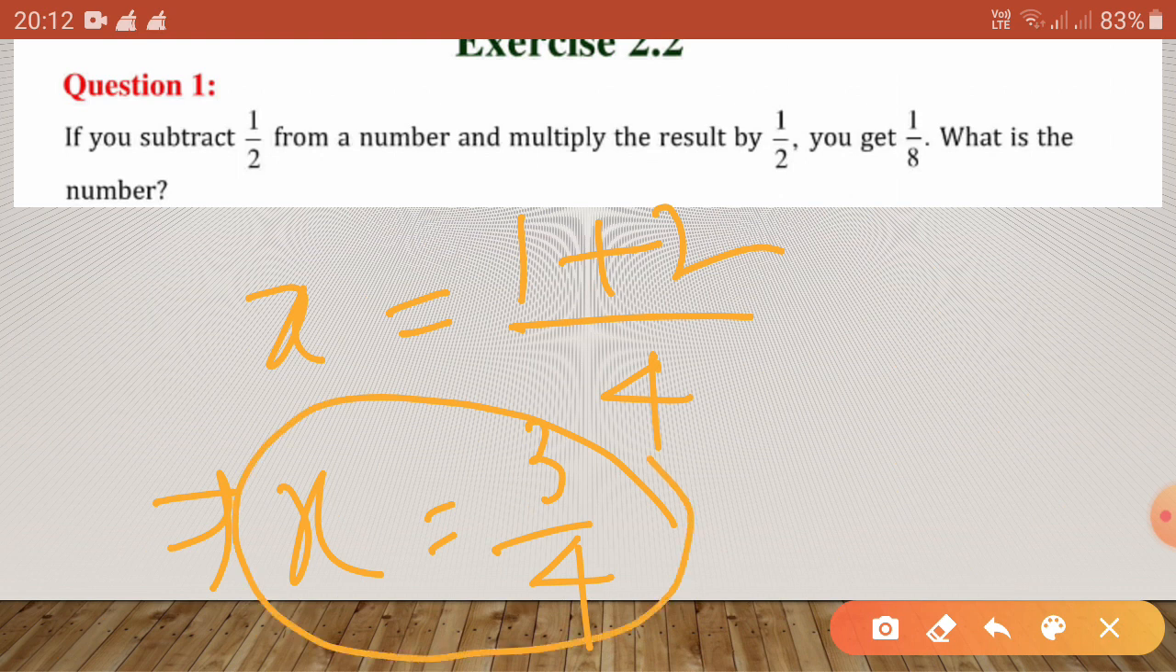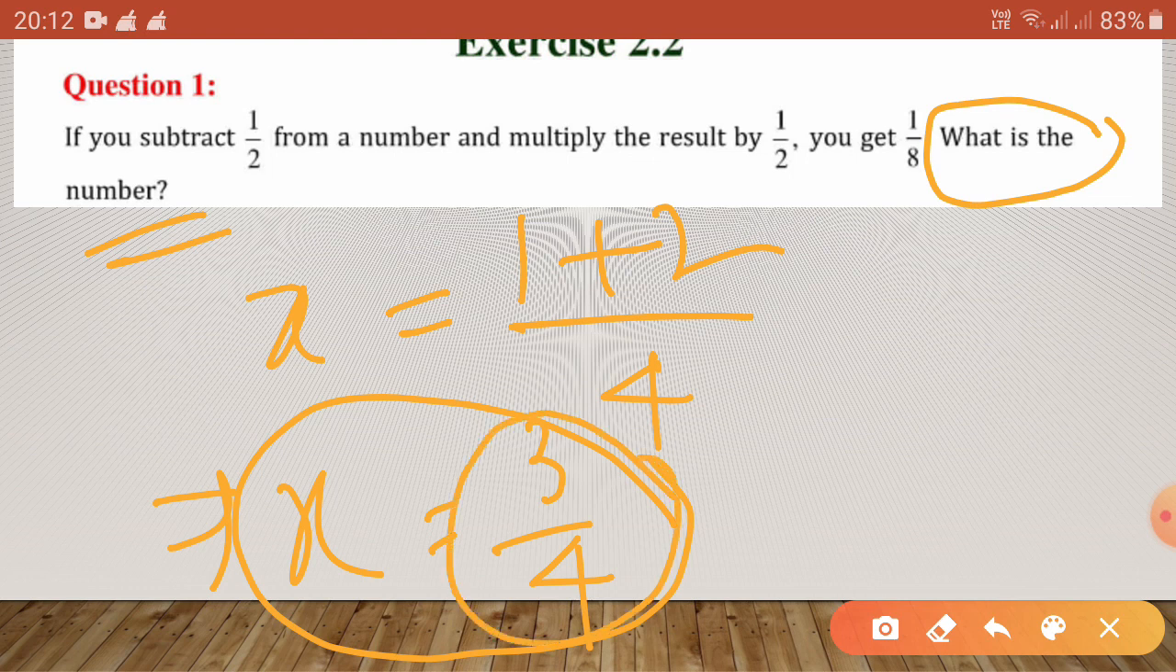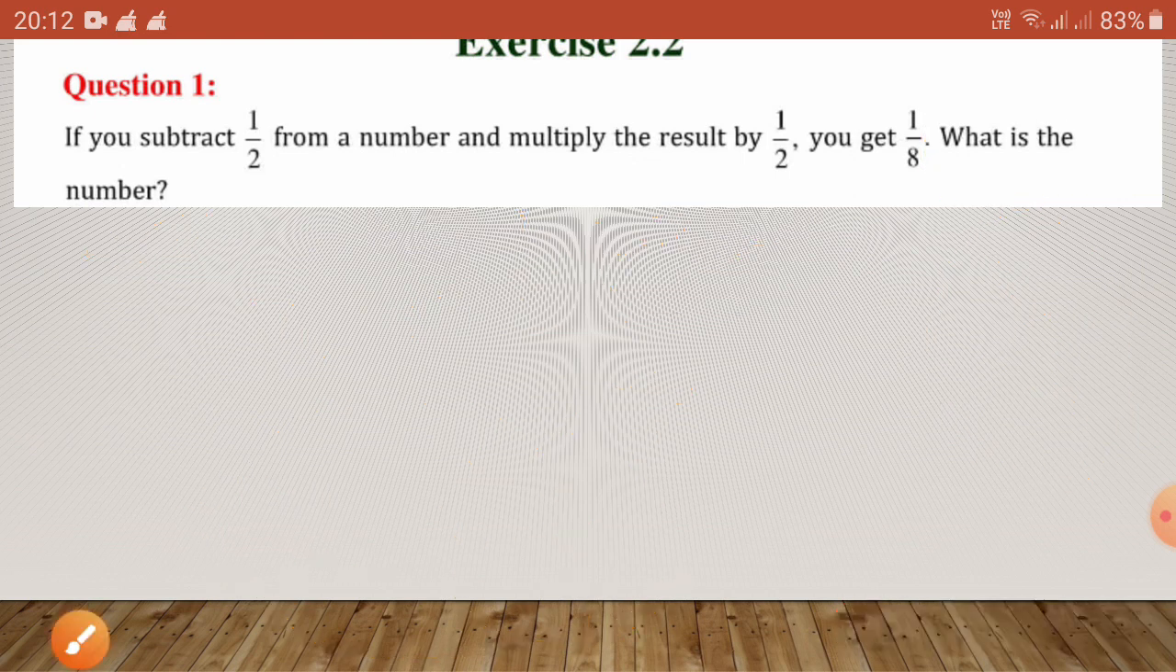Now, whatever we assumed, the value is x. Already at the beginning we assumed the value or the number is x. So here x is 3 by 4, so the number is 3 by 4. So the answer is, the number is 3 by 4. Okay, got it properly? If you have a problem, then pause it and recap it. Okay, go to the next question.